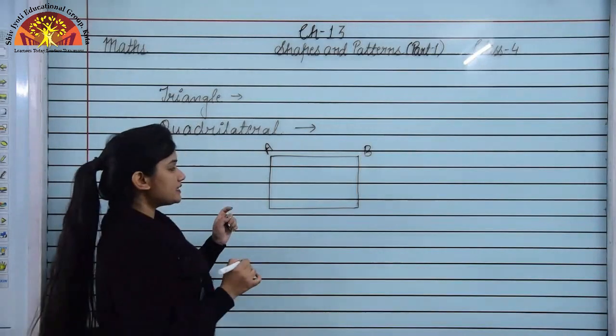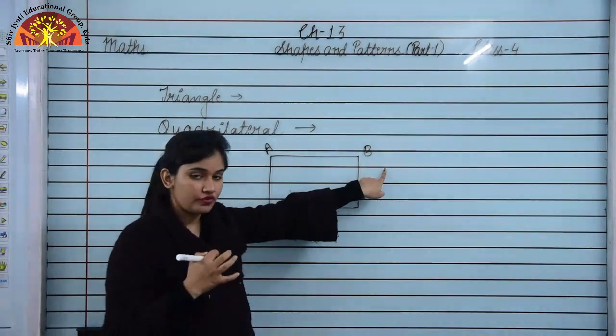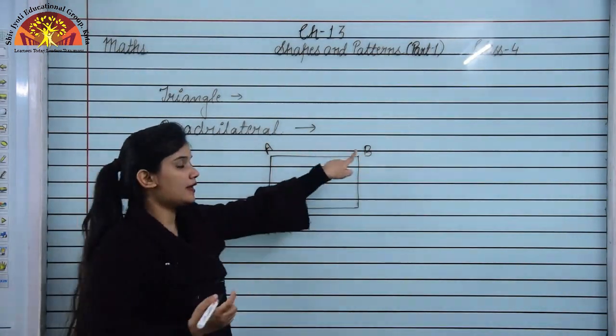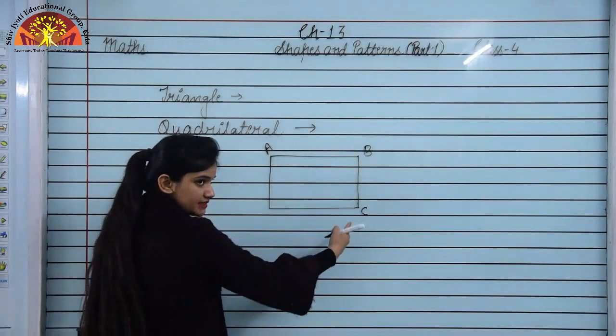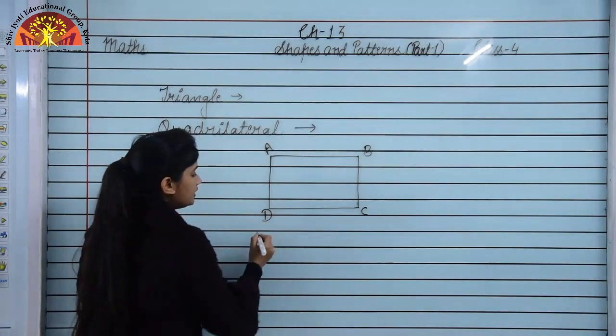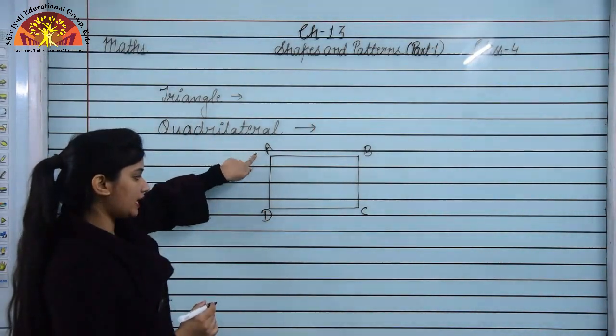It means the line segment will be AB. How will we read the line segment? AB. Okay. This is point C. So the next line segment will be BC, then CD, and the last line segment will be AD.